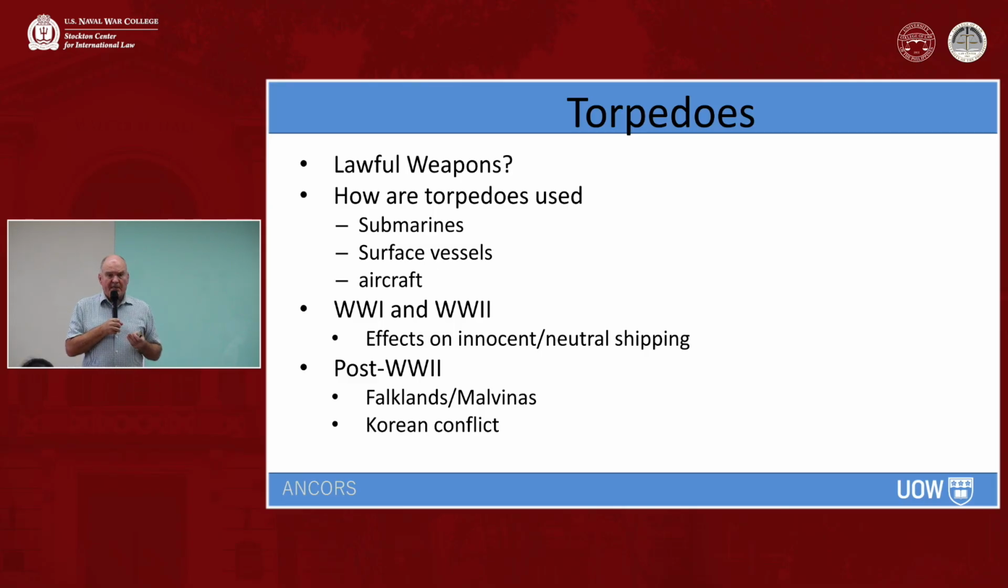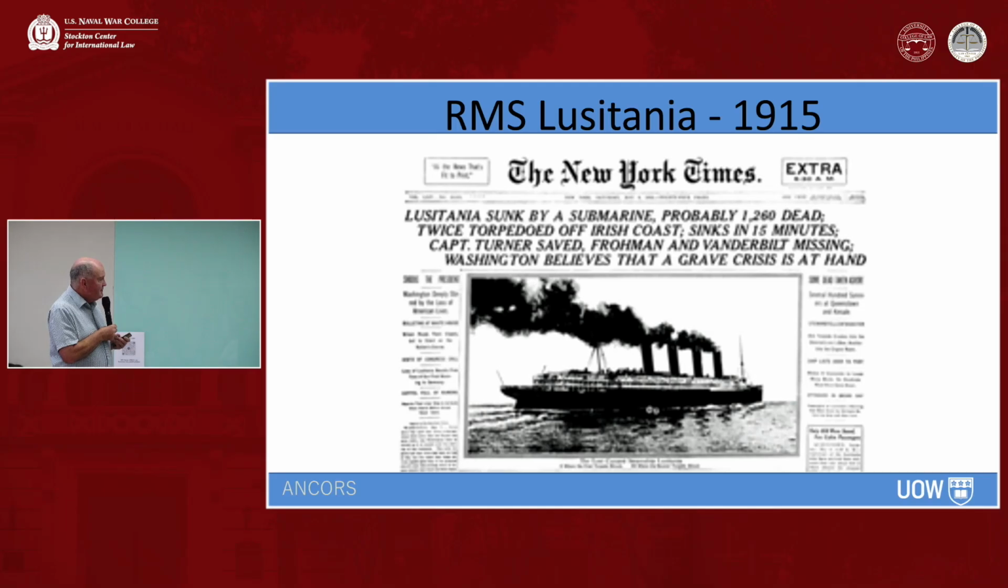We've got a lot of examples of the use of torpedoes from World War I and World War II in particular, but more recently as well, in the Falklands conflict and also much closer to us, the torpedo that appears to have been responsible for the sinking of the Korean vessel Cheonan. So let's have a look at some of this.